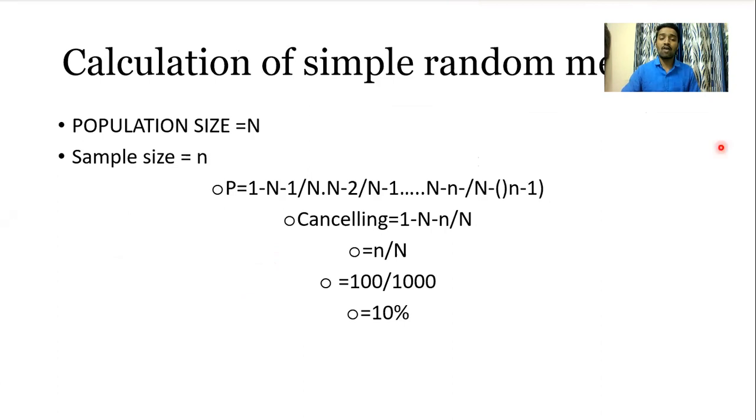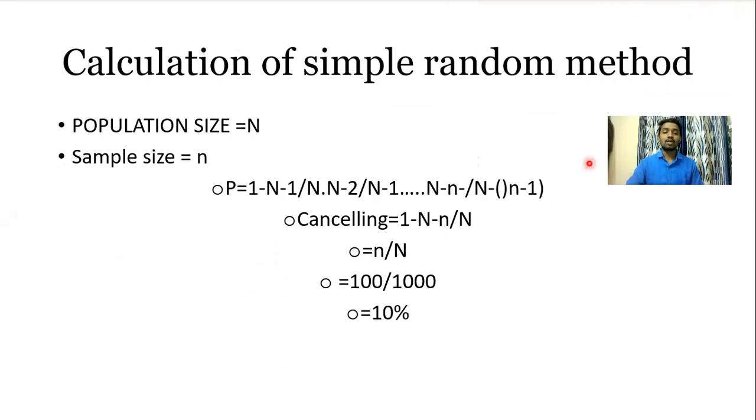So next, how are we going to calculate the simple random sampling method? Here the population size is denoted by capital N and the sample size is denoted by small n. So here we are going to cancel the 1 minus n, n divided by n, so we'll have only n by N.